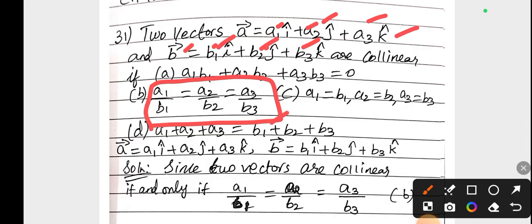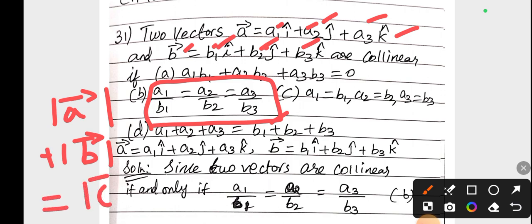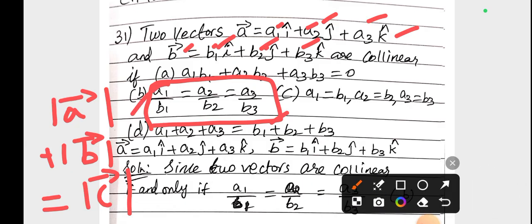So we can say collinear by two things. One is A vector equal to lambda B vector. Or you can say that when we are adding vectors, like magnitude of A vector, magnitude of B vector, magnitude of C vector, two vectors you are adding and you get the third one, then also you can say it is collinear. So it comes under option B. So I think it's clear.